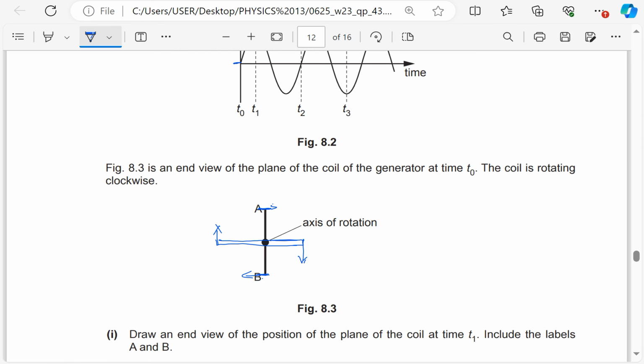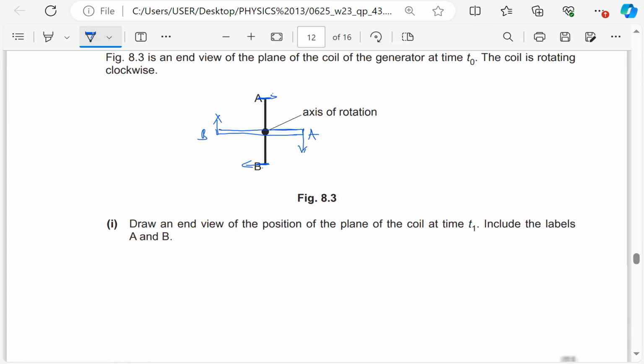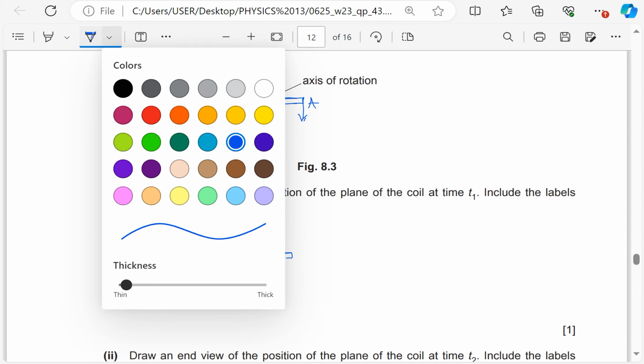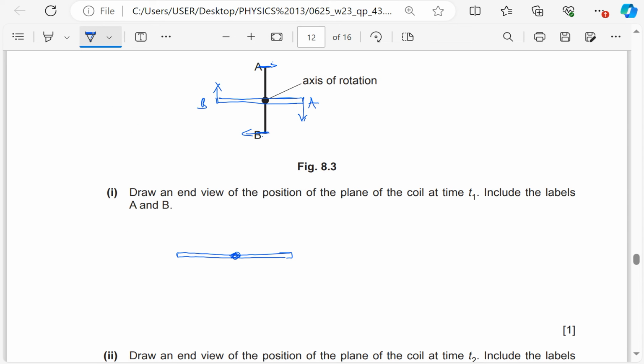So taking you back to the question paper here, A will come here after a quarter rotation, that is at T1, and B will be here. So what we are going to draw here is just something horizontal like this, with a dot there. Let me increase the thickness. So with A on this side and B on the other side.